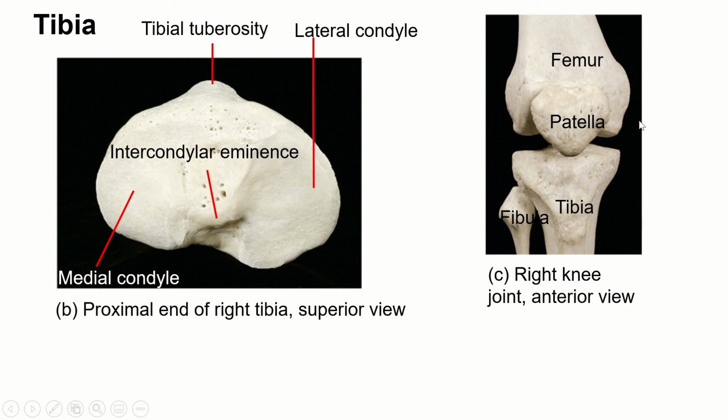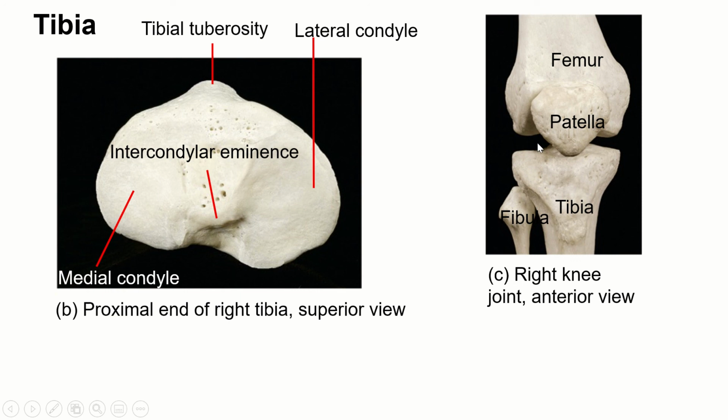So there's the femur with the medial condyle, the lateral condyle, the patella sitting on that smooth patellar surface. The medial condyles of the tibia and femur go together. The lateral condyles go together. And then the fibula is not actually part of the knee joint. It doesn't articulate here. It articulates down here.